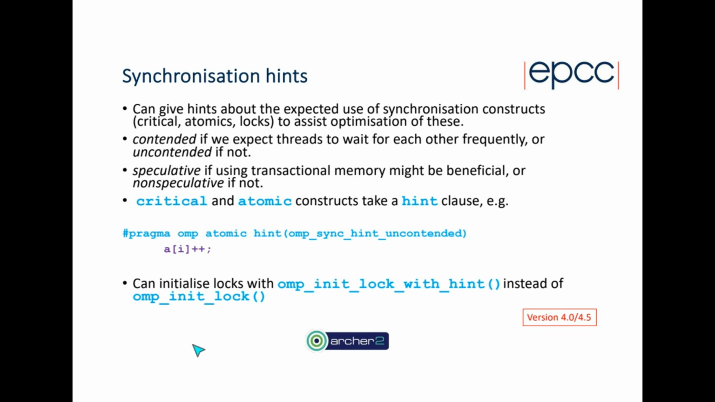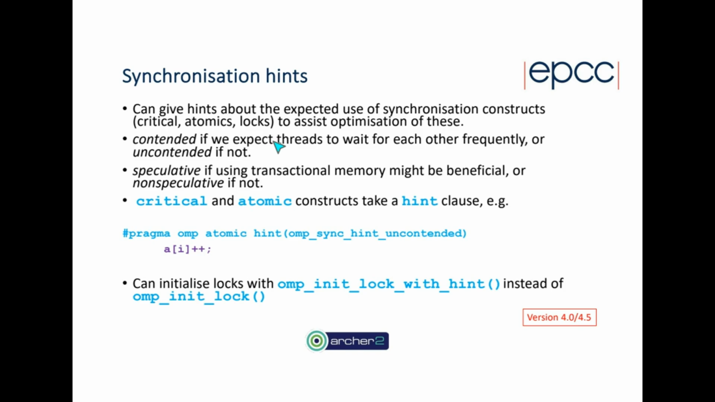Something else that's been added is synchronization hints. You can give a hint about the expected use of synchronization constructs to help the implementation select the best option for them. There are different ways that you can implement locks, and the most efficient implementation depends on the use case. In particular, if we expect lots of threads to be always accessing these synchronization constructs, so it's very likely that when threads encounter a synchronization construct, they're going to have to wait for another thread to release the lock or so on.